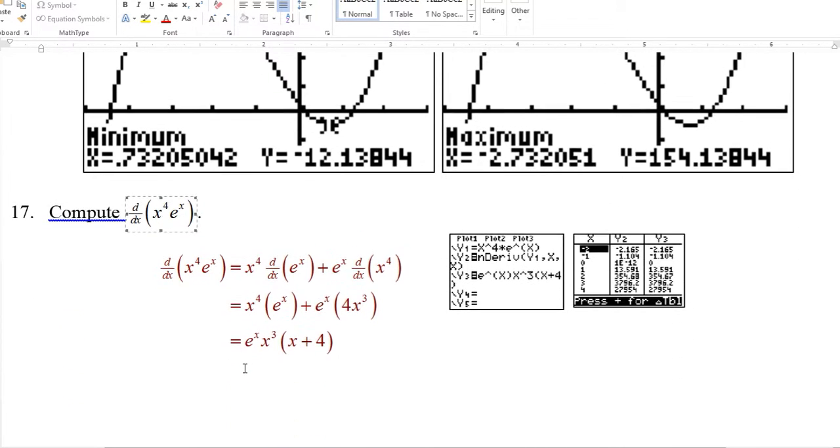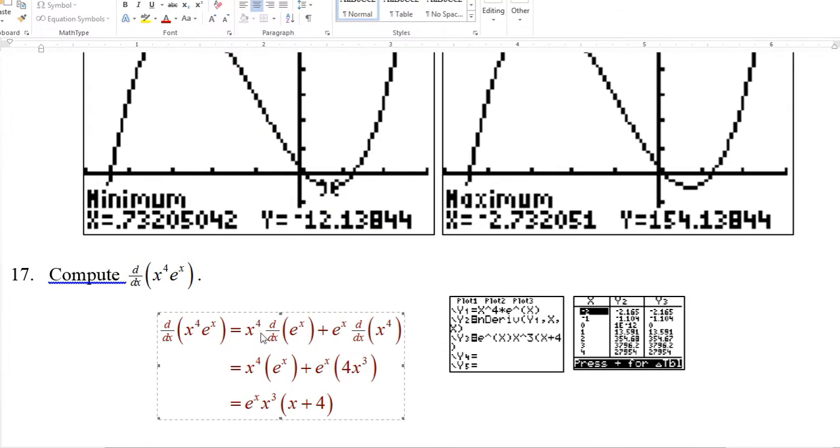Now you need to memorize the product rule. The product rule says take the first factor times the derivative of the second factor, plus the second times the derivative of the first. So that's x to the fourth times the derivative of e to the x, plus e to the x times the derivative of x to the fourth. And then we just do these separately. The derivative of e to the x is e to the x. The derivative of x to the fourth is 4x cubed.